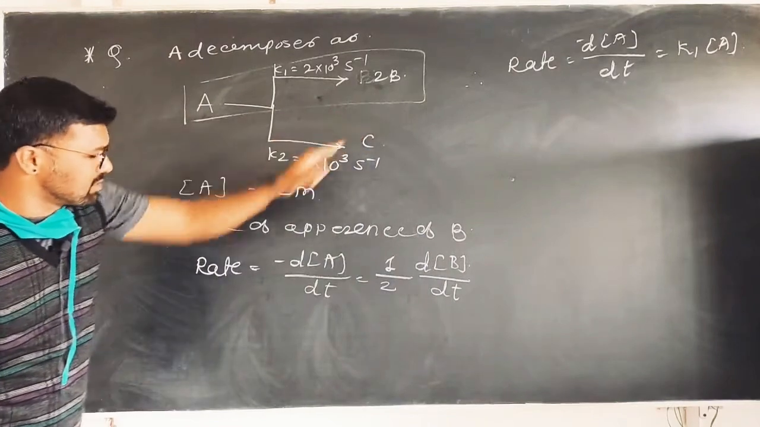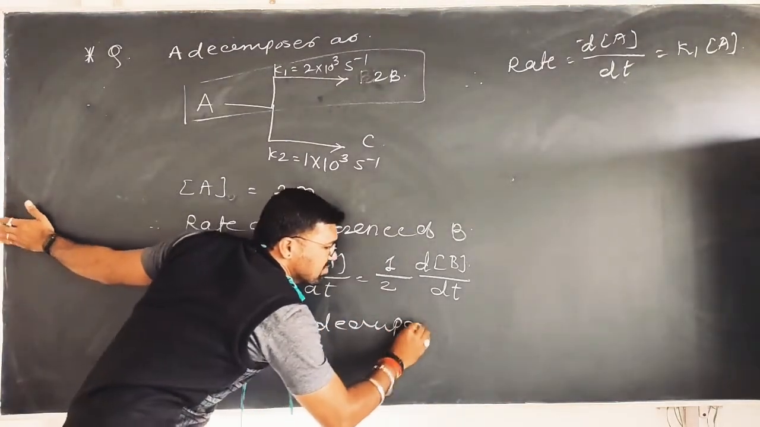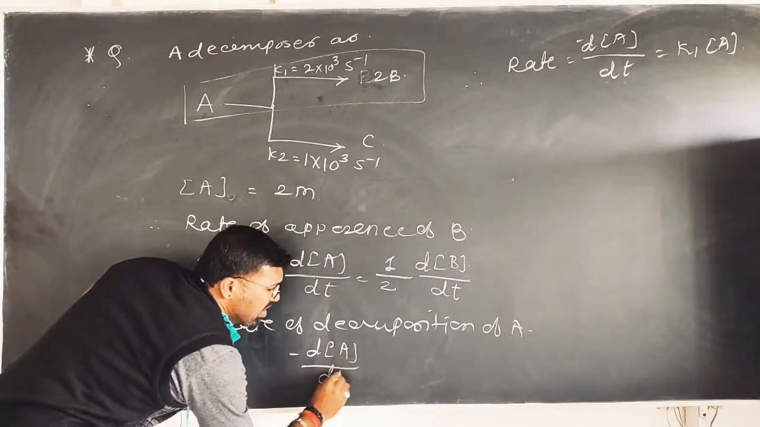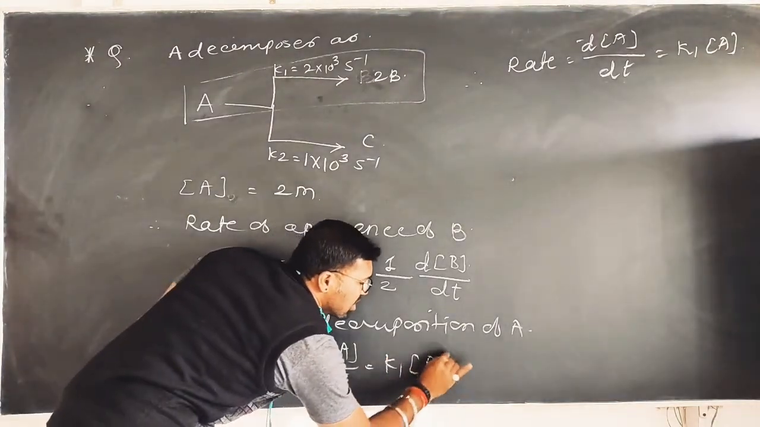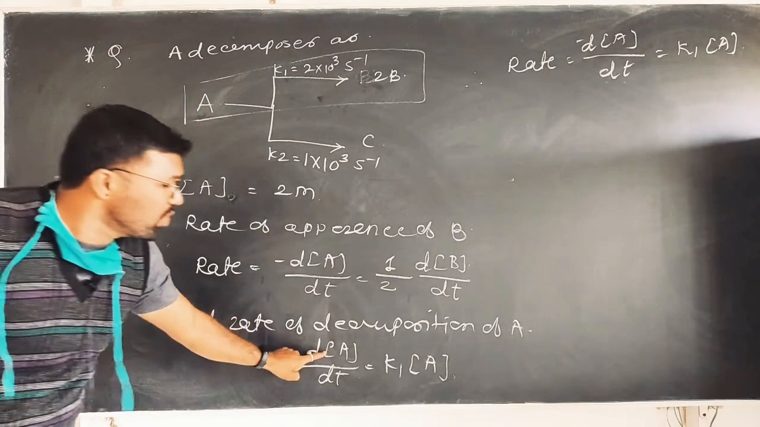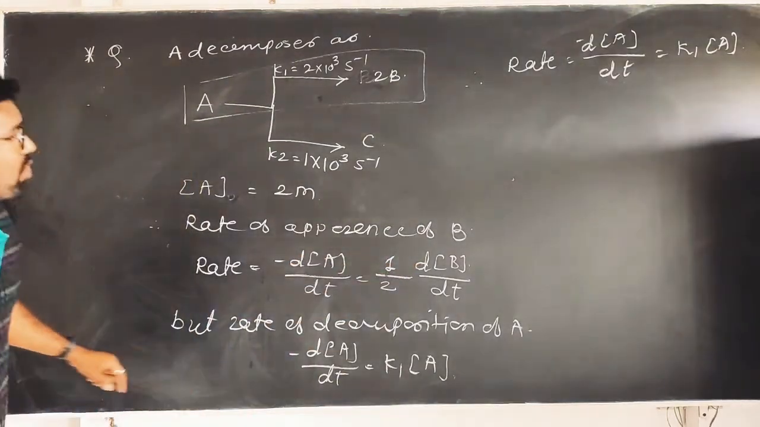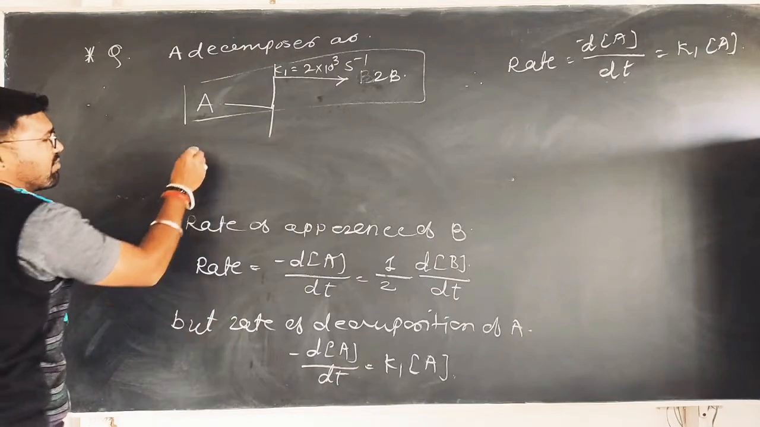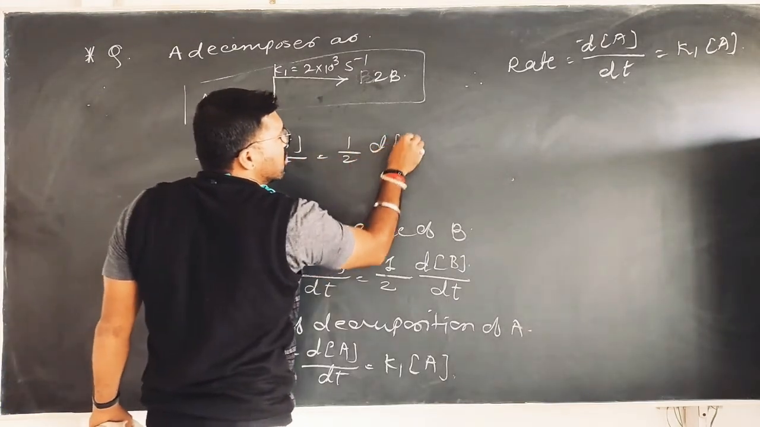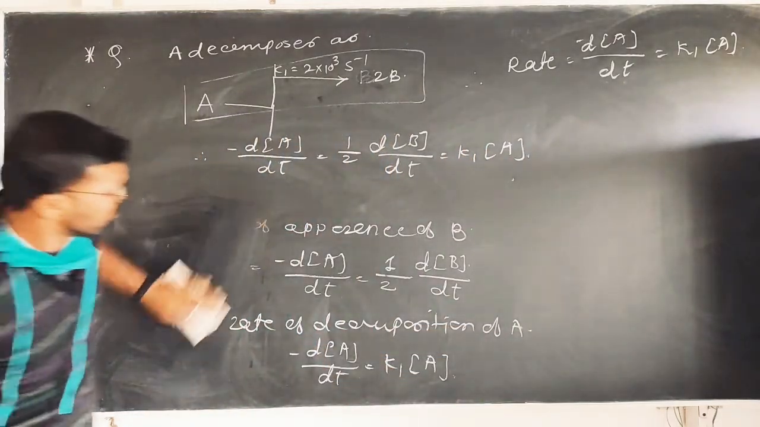If you are not able to observe this, I write it here: the rate of decomposition of A is minus dA upon dt, which is equal to K1 into A, because this is the rate of decomposition of A. So equating these two equations, the rate of decomposition of A is equal to 1 by 2 into the rate of appearance of B. Therefore, minus dA upon dt is equal to 1 by 2 into dB upon dt, which is equal to K1 into A.